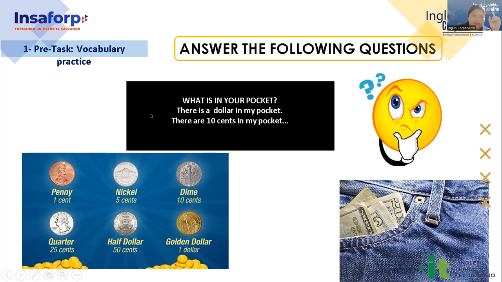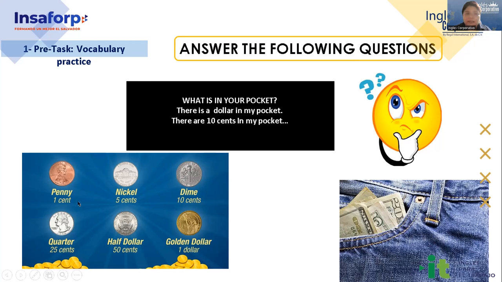Oh, teacher, there is a dollar in my pocket. Oh, there are 10 cents in my pocket. I need a quarter for the bus tomorrow. So you can tell me about the money, if you have some coins, or you can mention, I have a letter from my girlfriend, I have a letter from my husband. No sé si tienen cartas o algunos billetes. You think about that, right? And if you have some money or some coins, here you have the vocabulary.